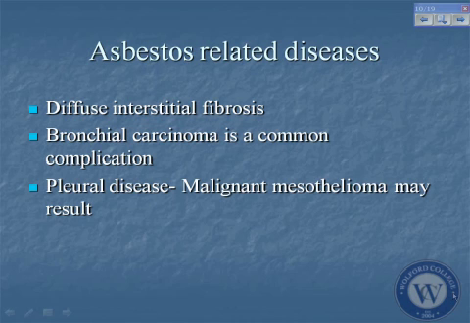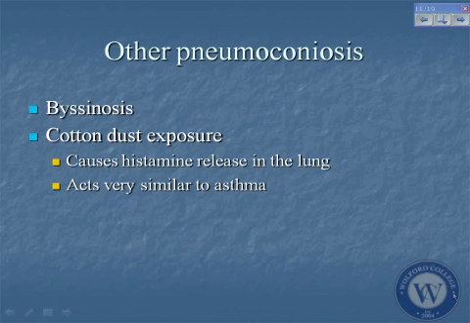Asbestos-related diseases will give you a very diffuse interstitial fibrosis. You also get bronchial carcinoma as well as pleural disease called malignant mesothelioma, because the fibers will actually penetrate all the way through the pleural space and cause carcinogenesis. Other forms of pneumoconiosis include byssinosis, which is from exposure to things like cotton dust. It causes histamine release in the lung and acts very similar to asthma.